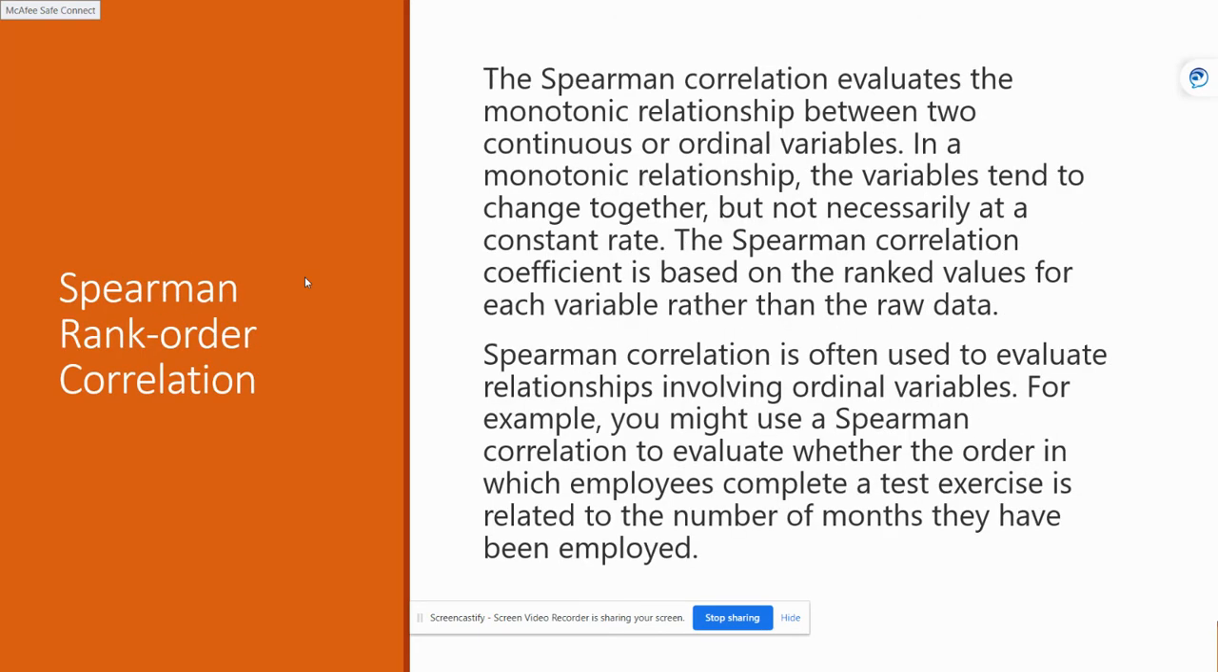Another one we can use is called the Spearman rank order correlation. It evaluates the relationship between two continuous or ordinal variables. It uses rank data instead of looking at just the raw data. We use this a lot when evaluating relationships between ordinal variables. For example, you may want to use it to evaluate whether the order in which employees complete a test exercise is related to the number of months they've been employed. The ordered one is again about how you ordered them and how they completed something.